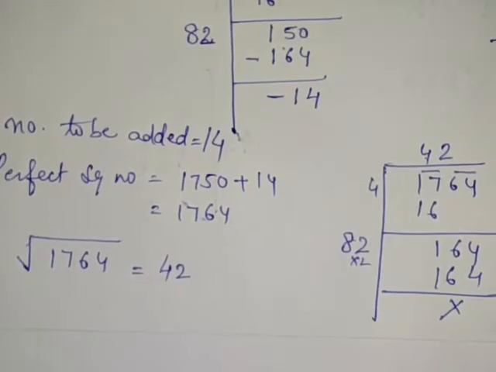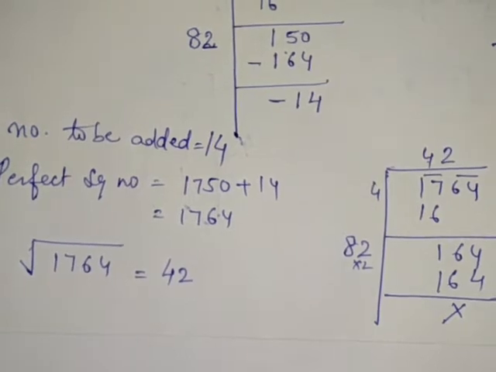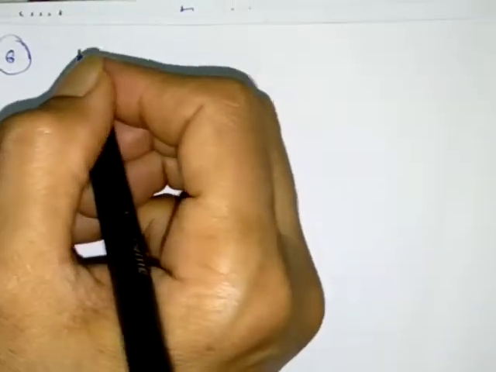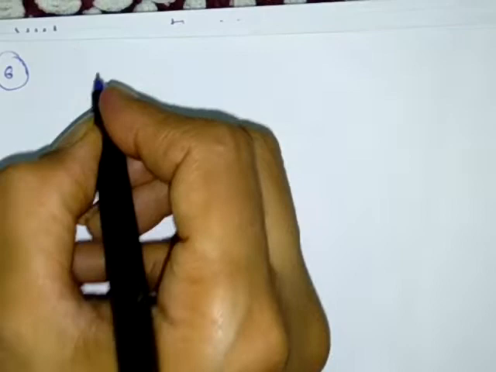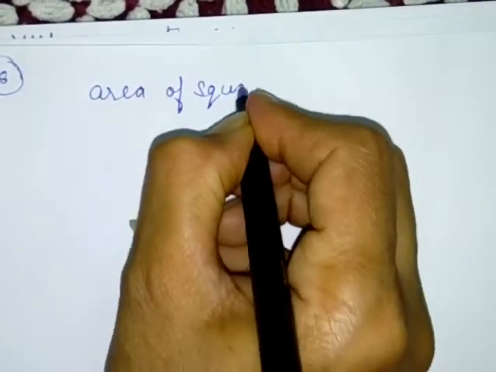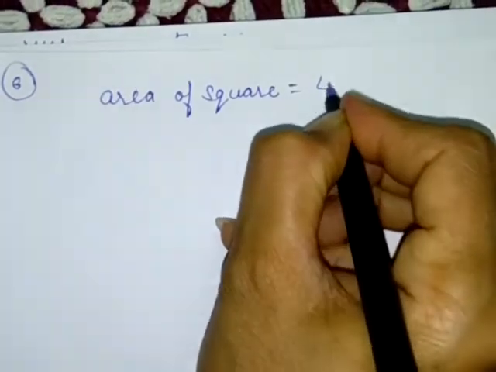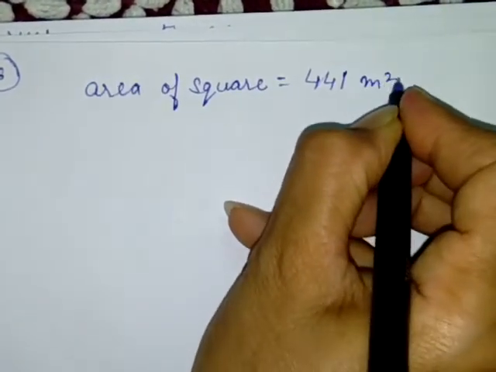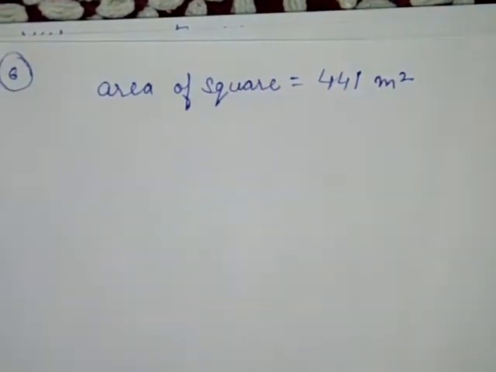I hope this question is clear to everybody. Now I am starting with question number 6. Now question number 6 is, it's given to you that find the length of the side of a square whose area is given to you. Now area of square is already given to you, that's equal to 441 meter square, and you have to find the side of a square.